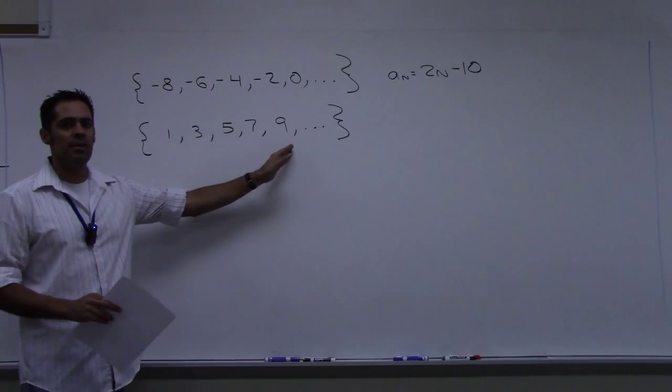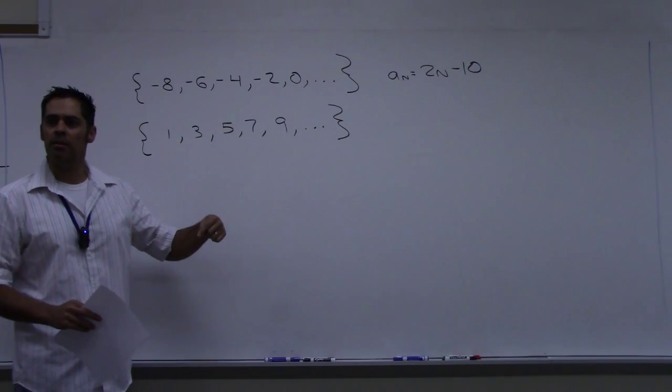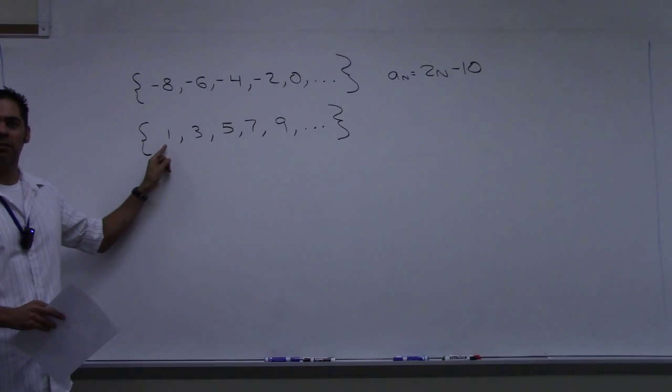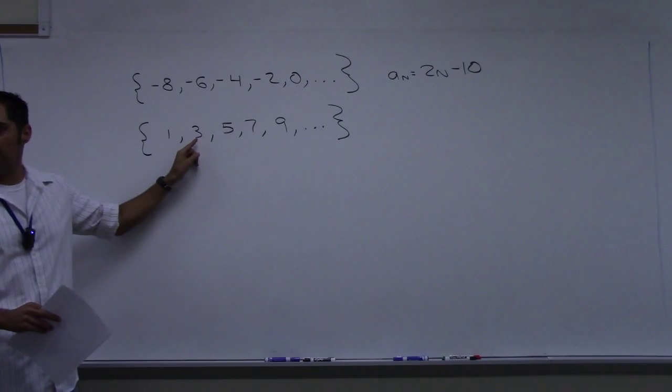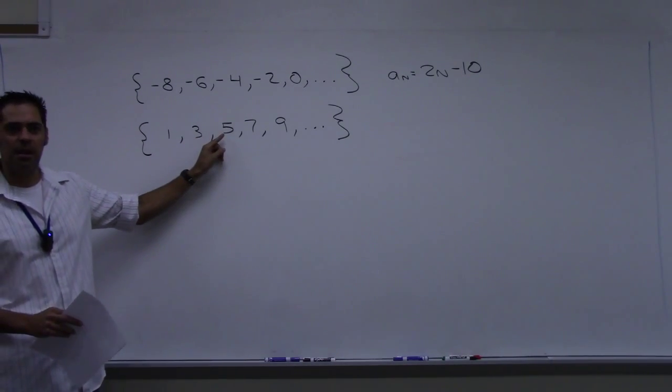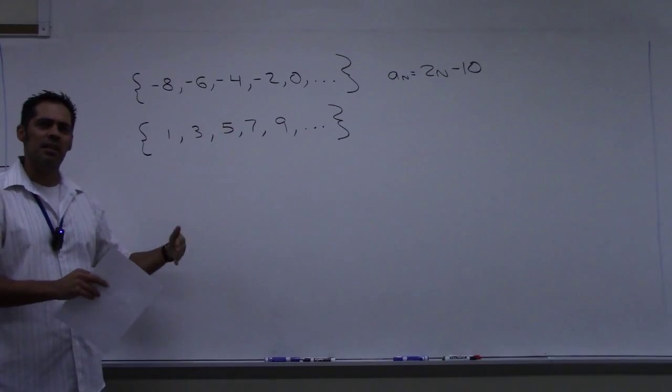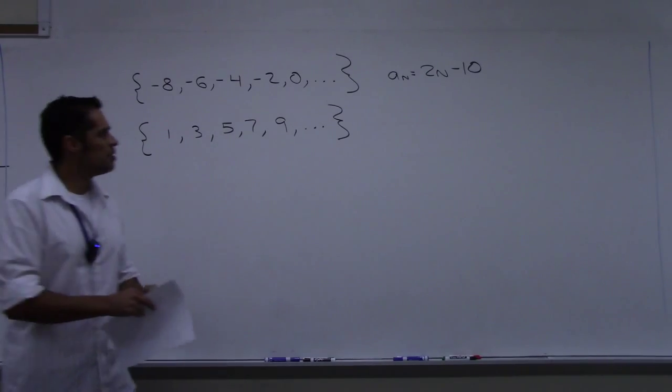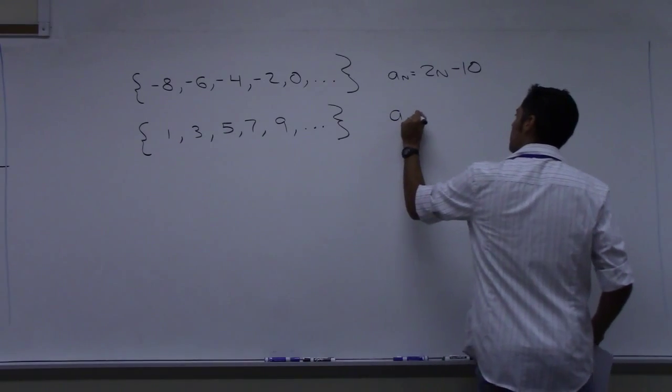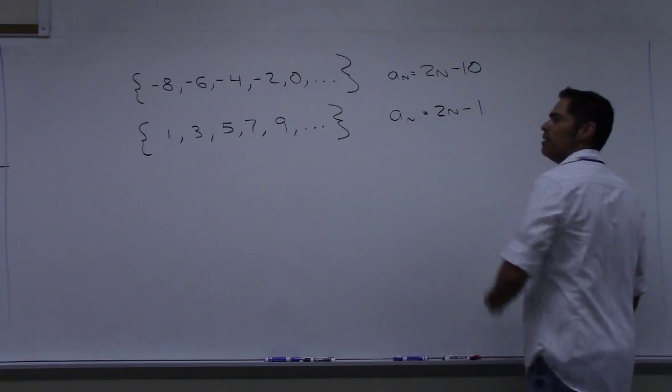Isn't this all the even numbers minus 1? Isn't 1 2 minus 1? And isn't 3 4 minus 1? And isn't 5 6 minus 1? So aren't all the odds just the evens shifted over 1? So that's one way you could kind of visualize it, maybe. 2n minus 1, right?